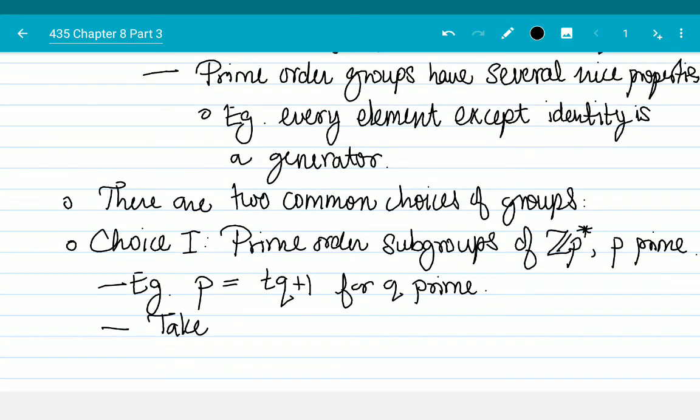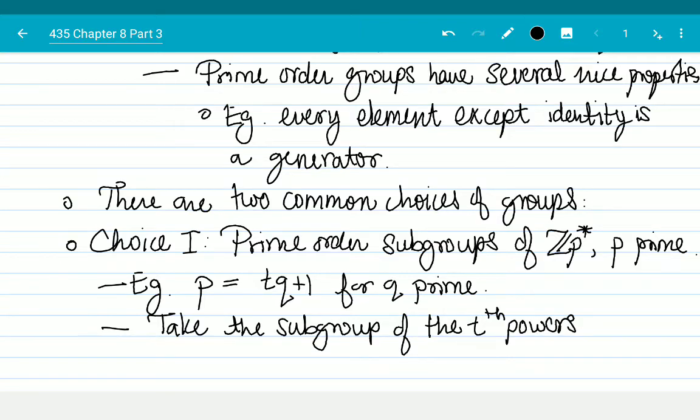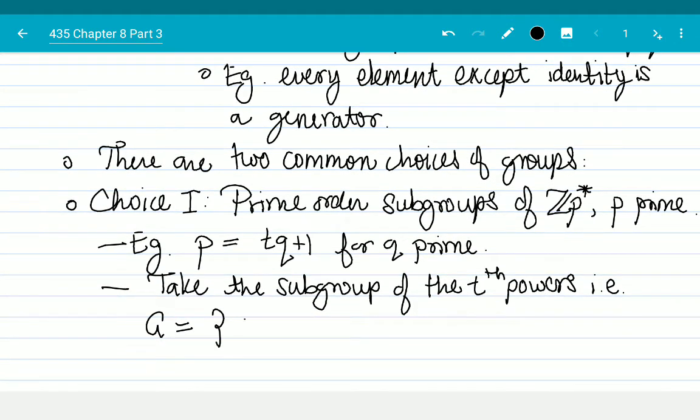Take the subgroup generated by the tth powers, i.e. G is equal to x to the t mod p, given that x belongs to Zp star.